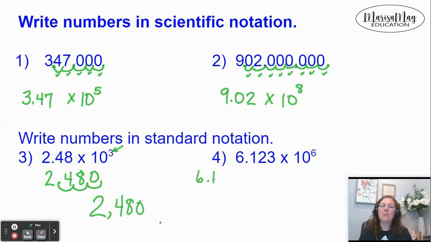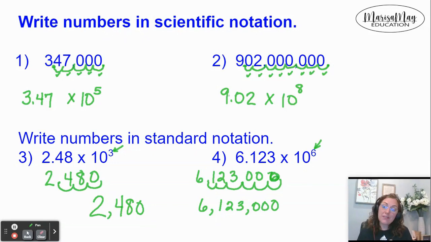Let's do that one more time. I've got 6.123 and I need 6 scoops. So 1, 2, 3. Now I'm going to have 3 scoops that are empty, and I need to fill those with zeros. Oops, not a 6, 0. So that gives me 6,123,000.